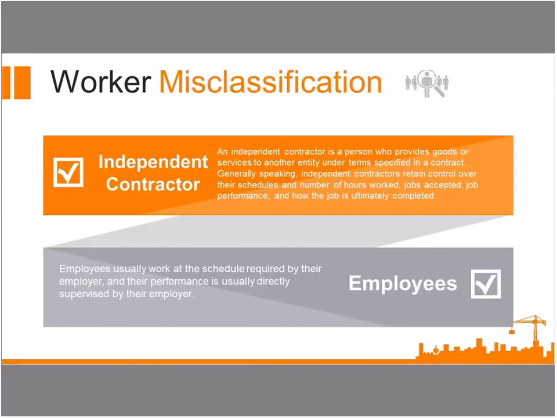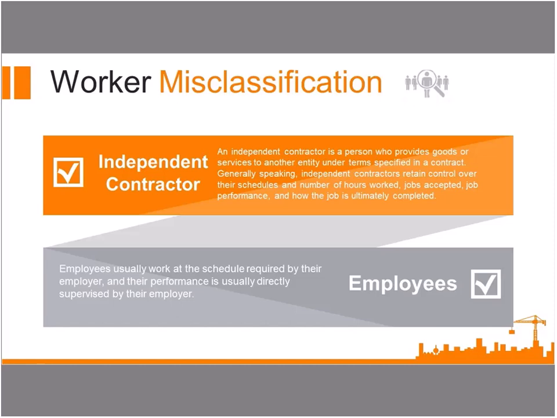And Steve did a good job showing a brief overview of what we look at when trying to determine who's an independent contractor versus an employee. However, I'm going to expand on that a little bit more. An independent contractor is normally a person who provides goods and services to another entity, normally under terms that are specified in a contract. However, we're aware that that's not always going to be the case.